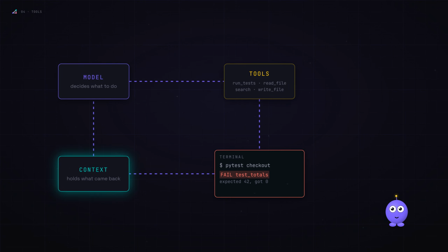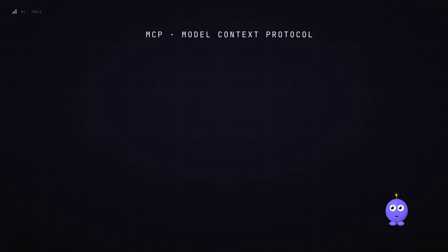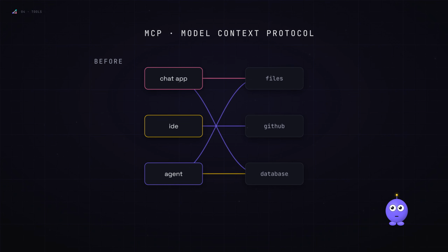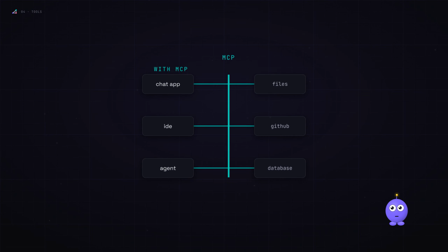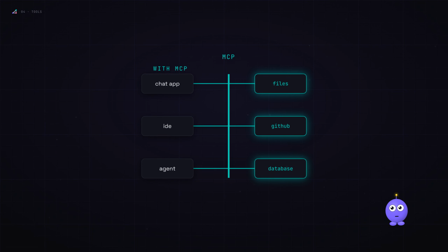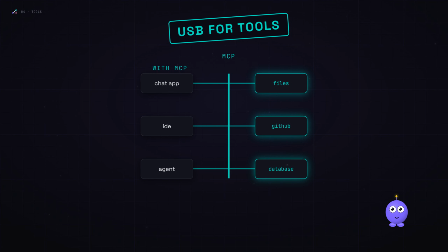One wrinkle you've probably heard of. MCP, the Model Context Protocol. It doesn't replace tool calling, it standardizes it. Before, every app wired up its own tools its own way. MCP is a common plug, so any assistant can discover and use any tool server, basically USB for tools.